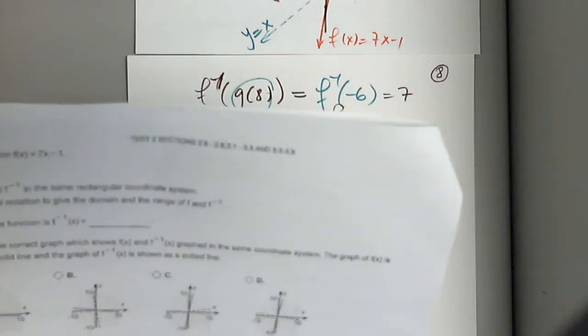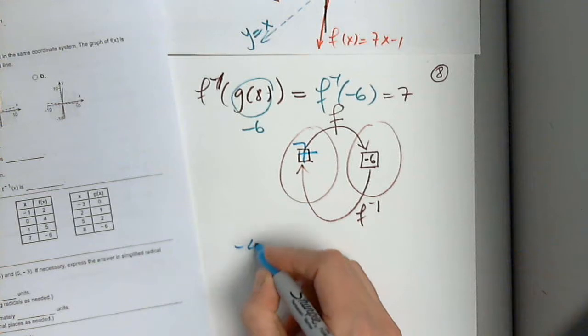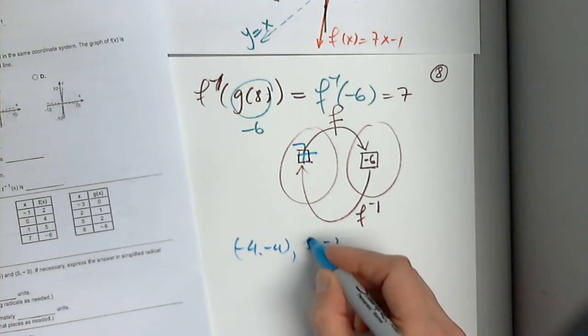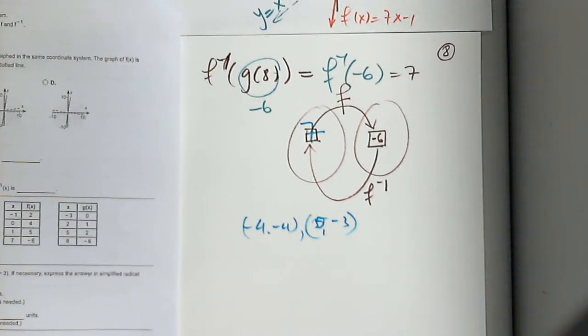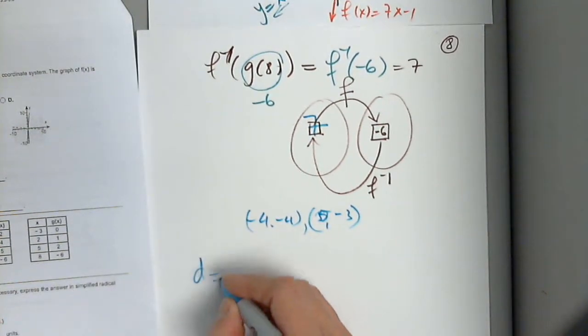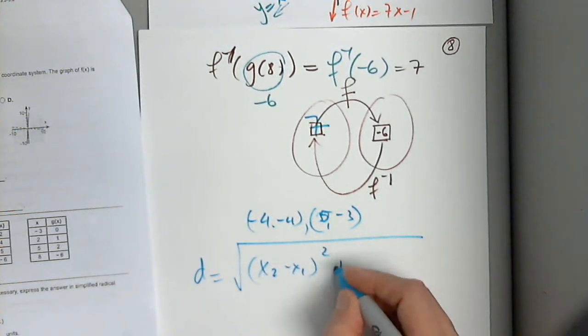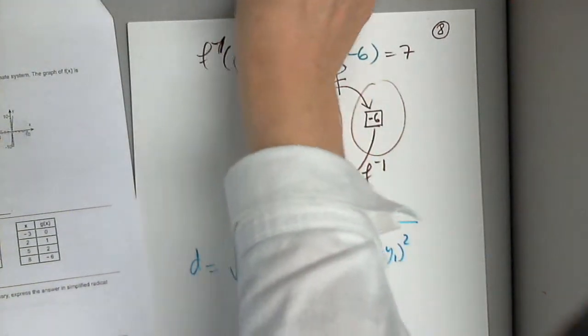That's fine. Great. Okay, for number 7, we are given 2 points: -4, -4, and 5, -3. We're asked to find the distance. Please remember the distance formula is pretty similar, very similar to the equation of the circle.